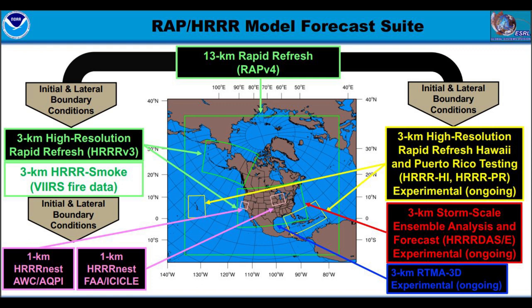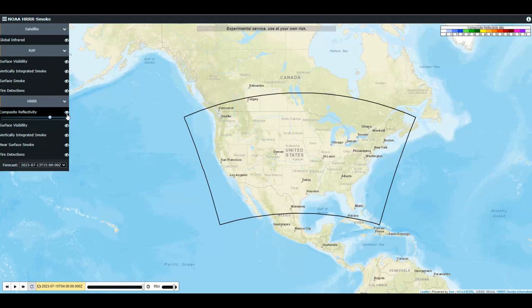It has a grid spacing of 3 kilometers, while the RAP model has a coarser resolution of 13 kilometers. And the higher resolution allows the HRRR model to capture fine-scale details of weather phenomena, and in this case, of course, smoke dispersion. So the HRRR is updated every hour. So it provides more frequent forecasts, while the RAP model is updated every 6 hours.